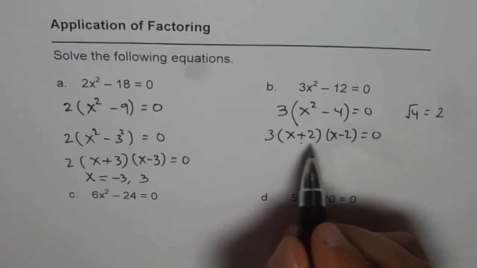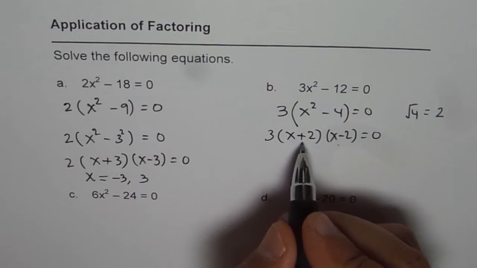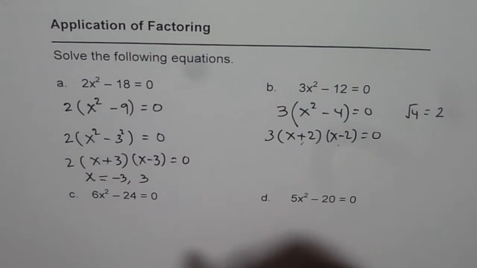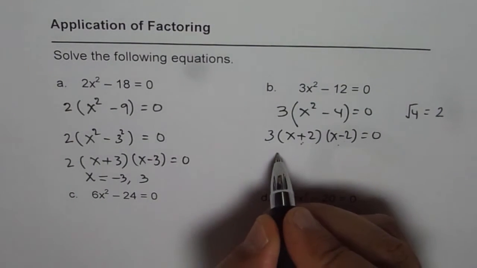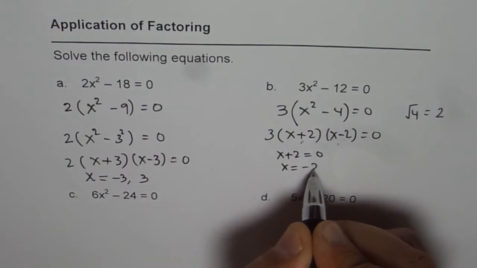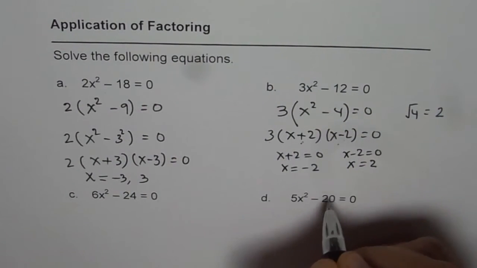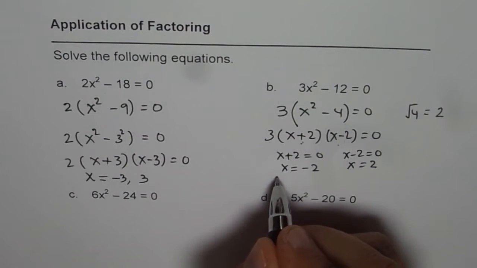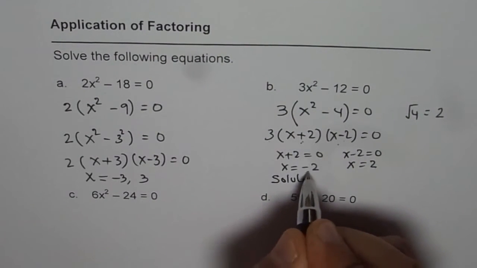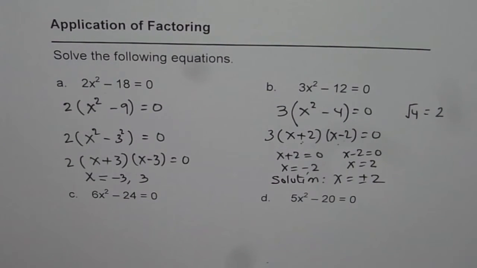Now equating each factor to 0 gives us different solutions. Now these two factors could be 0. 3 is a constant. It can never be 0. So x plus 2 equals 0 when x equals minus 2. And x minus 2 equals 0 when x is equal to plus 2. Therefore, our solution is x equals plus minus 2, right? Two solutions, correct.